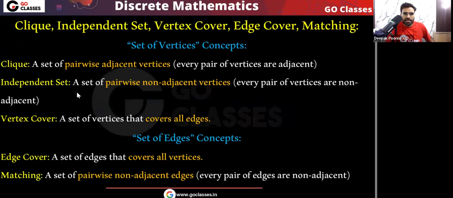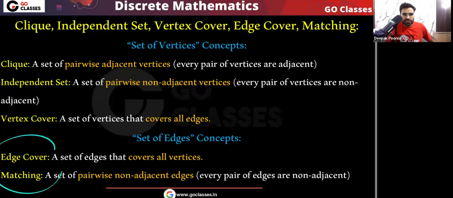What is a clique? Clique is a set of vertices which are pairwise adjacent. Means every two vertices are adjacent. What is independent set? This is set of vertices which are pairwise non-adjacent. Means every two vertices are non-adjacent. What is vertex cover? This is set of vertices which will cover all the edges.